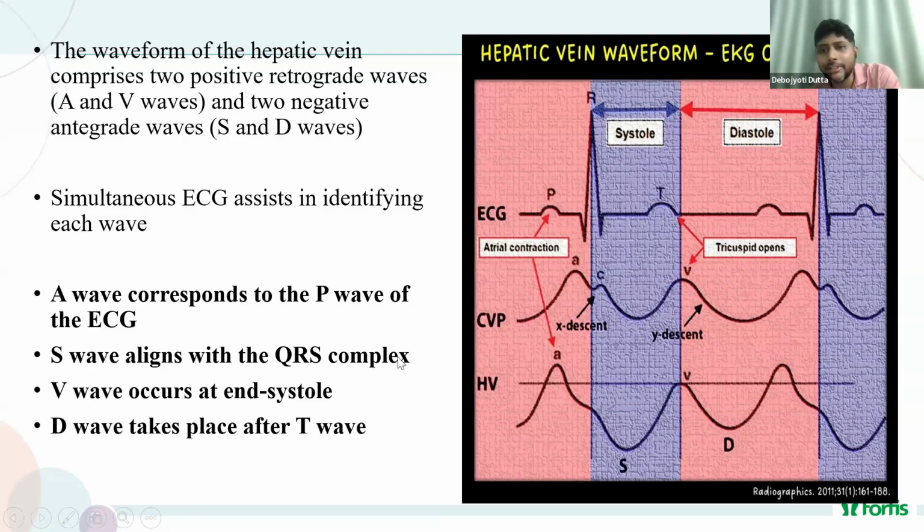S wave aligns to the QRS complex and corresponds to the X descent of CVP. B wave is the end of systole, just like the CVP V wave. And D wave takes place after the T wave. It is a diastolic wave. This corresponds to the Y descent.